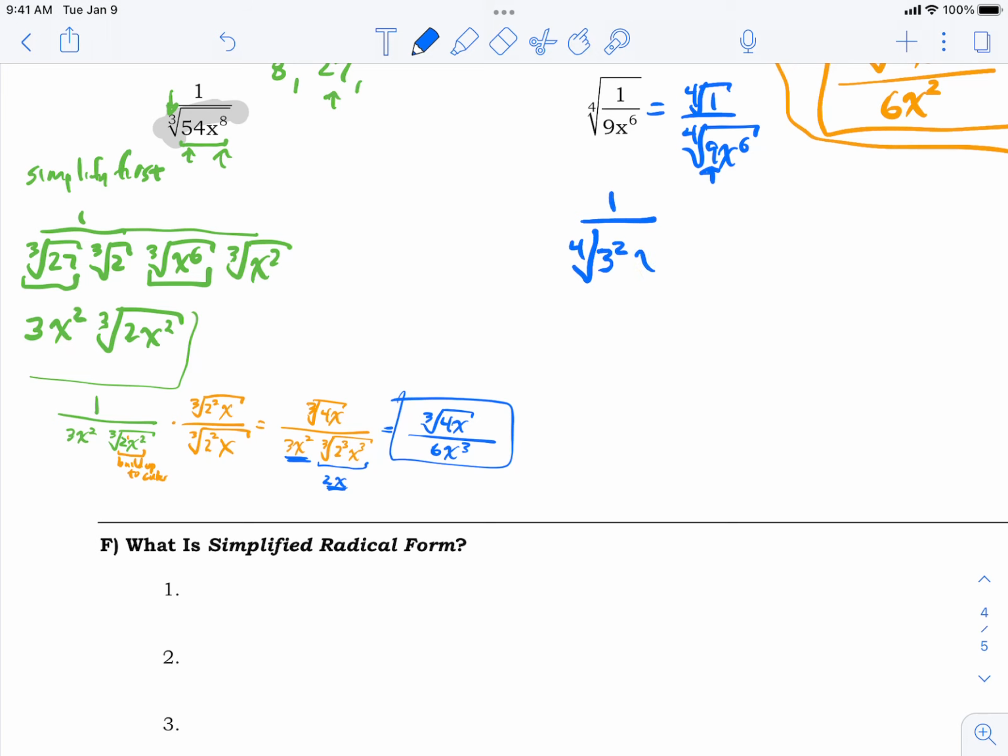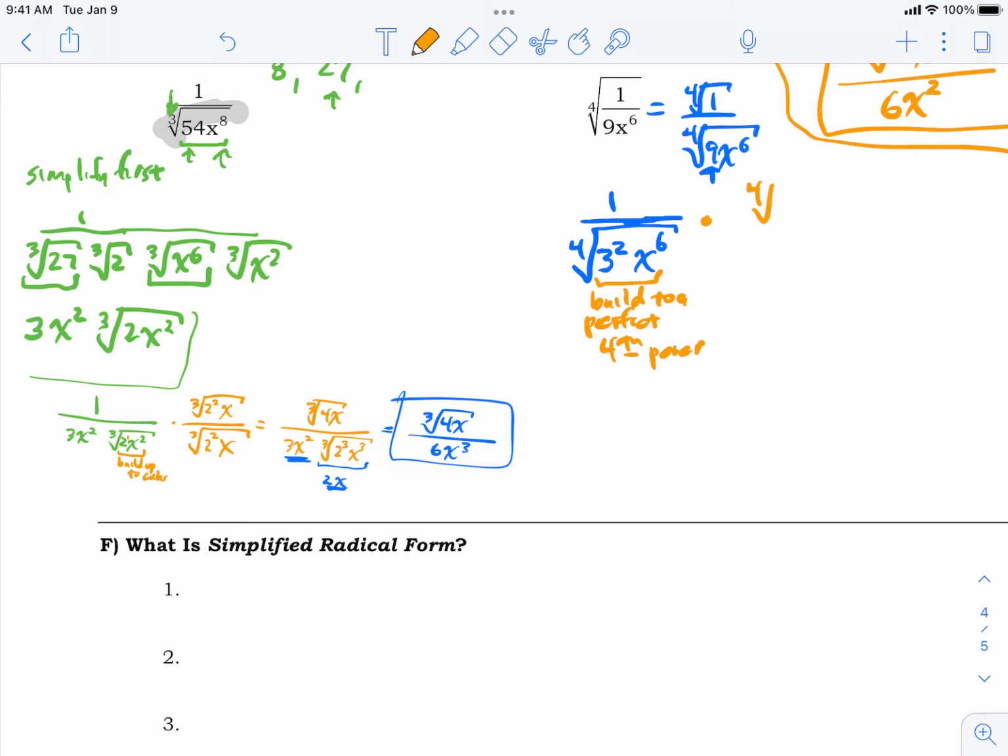And then x to the 6th, I know that's bigger than 4, but I'm just going to leave that here because I'm going to show you a little trick that I sometimes do. So this is what we're looking at, 1 over the fourth root of 3 squared x to the 6th. And what we want to do is build up to a perfect fourth power.